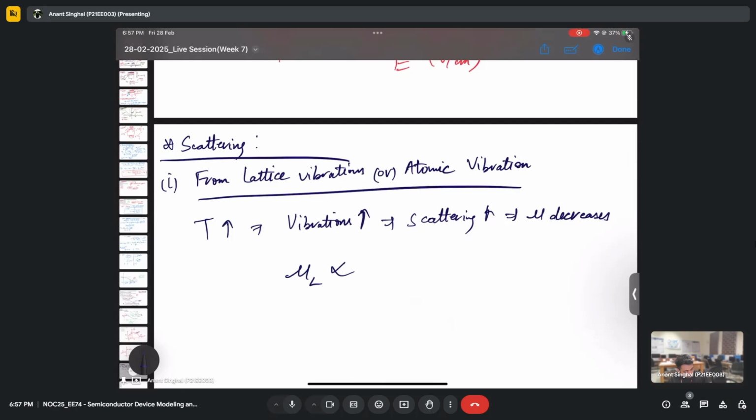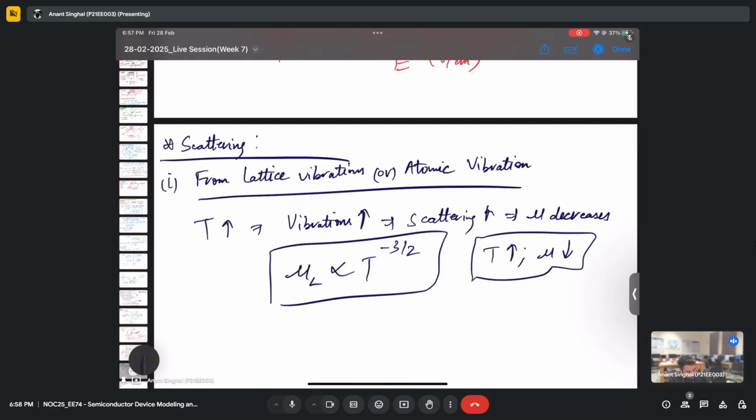Yes, sir. So the relation is that it is proportional to 1 by T raised to 3 by 2. So higher the temperature, lower will be the mobility. That is what I want to say. So this is the concept of lattice vibration.